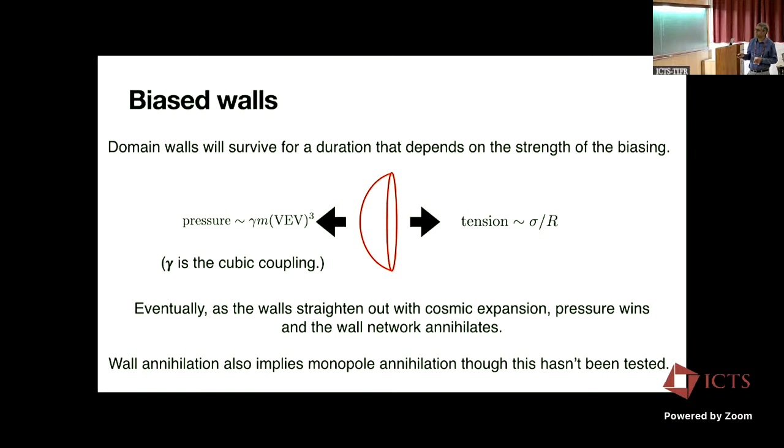So the assumption is that when the walls annihilate, it will also imply that the monopoles that got stuck to the wall and started spreading on the wall will also annihilate. But this hasn't been tested, and so I think it requires more work. But in principle, this would be a natural solution to the monopole overabundance problem.